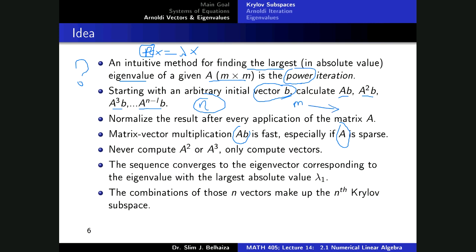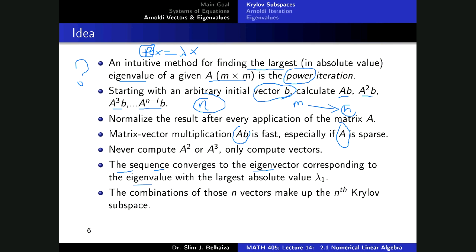And this typical space, because I have here how many vectors? I have n vectors, right? And why do I have to do this? Because I want to reduce the size of my problem to be able to find the largest eigenvalues. In fact, what the sequence says is that it converges to the eigenvector corresponding to the eigenvalue of the largest lambda 1.